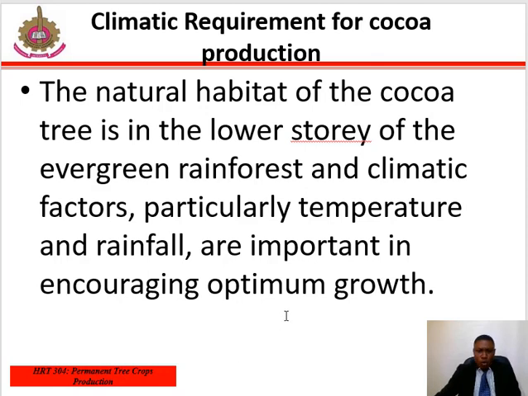The climatic requirements for cocoa production. The natural habitat of the cocoa tree is the lower story of evergreen forest, and the climatic factors that are very important to them are the temperature and the rainfall, which are important to encouraging optimum cocoa growth. Temperature. Cocoa plants respond well to relatively high temperatures, with a maximum annual average of 30 to 32 degrees Celsius and a minimum average of 18 to 21 degrees Celsius.